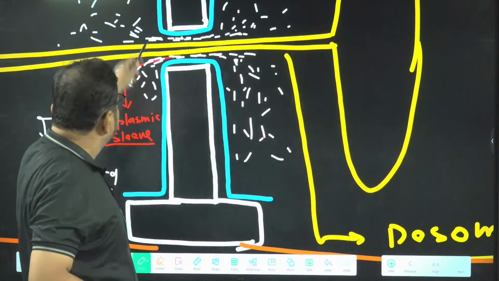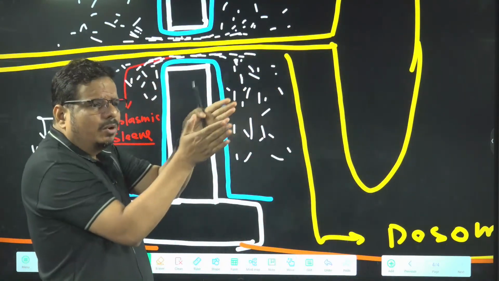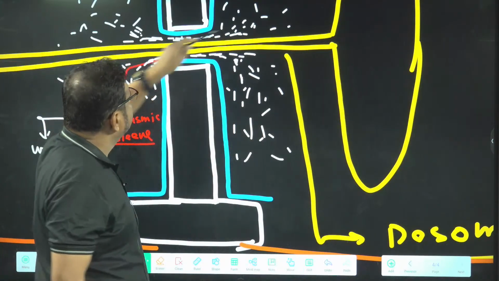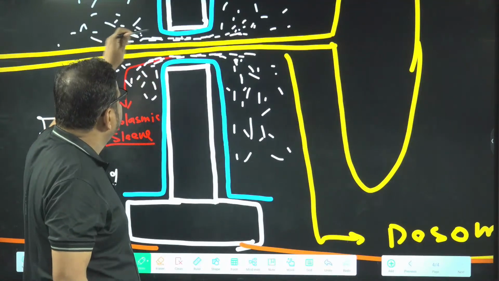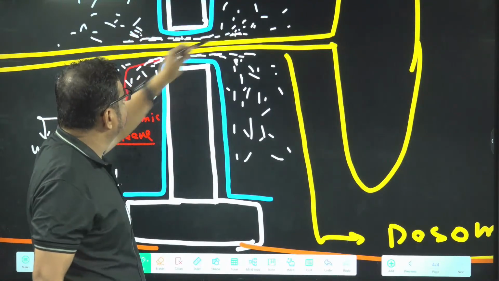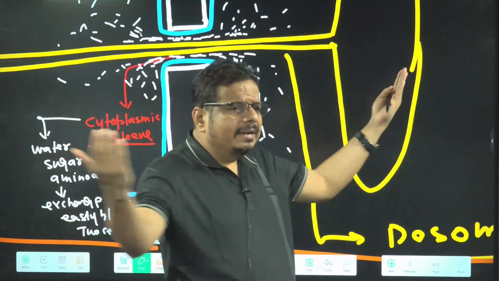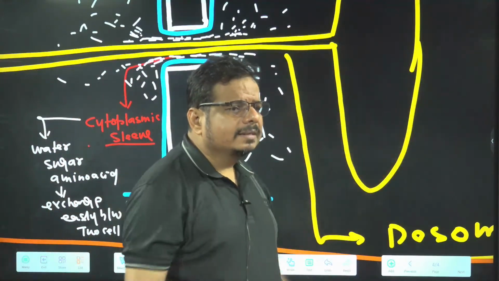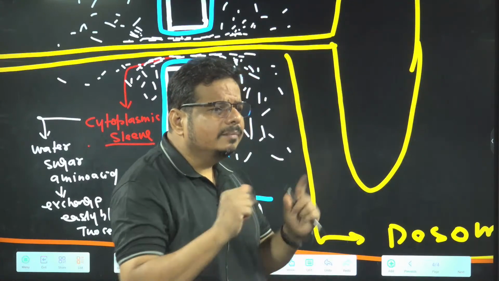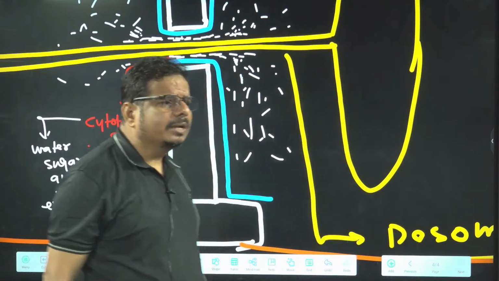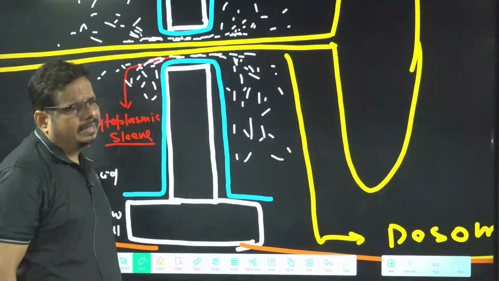Both the cytoplasm, there is a small area, a hole, through which cytoplasm easily moves from this cell to this cell. And they are establishing the interaction between the two cells. Two cells are exchanging the material through these cytoplasmic sleeves. Are you getting the idea or not?